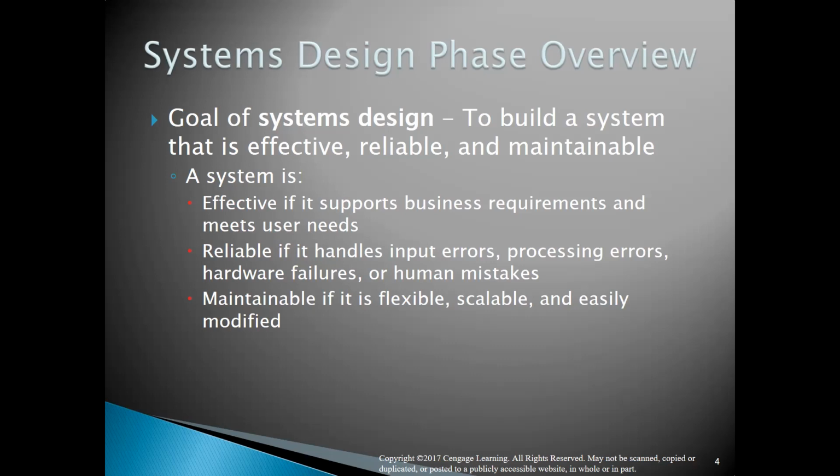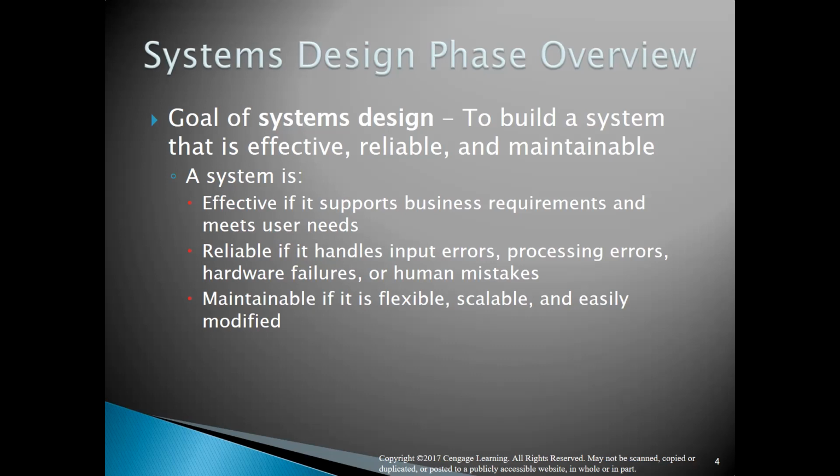So our system is effective if it supports business requirements and meets user needs. Reliable if it handles input errors, processing errors, hardware failures, or human mistakes. Maintainable if it is flexible, scalable, and easily modified. So again, when a system is effective, you're looking at whether it is able to meet the needs and the wants of a specific user. Most probably you're concentrating on the needs.